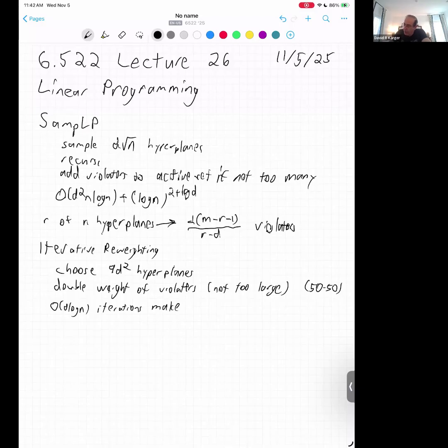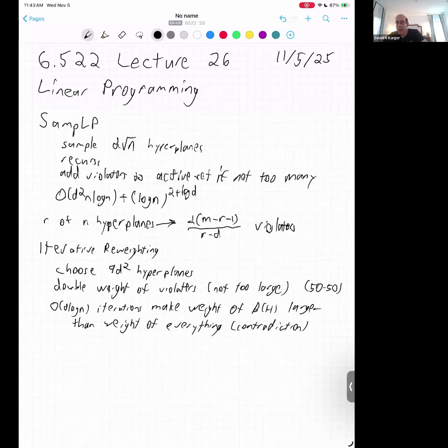This would make the weight of B of H larger than the weight of everything, which is a contradiction because these optimal basis hyperplanes are part of the whole, and so of course their weight can't be greater than the weight of the whole, right?